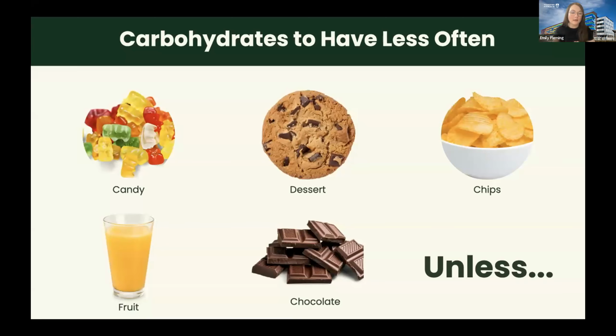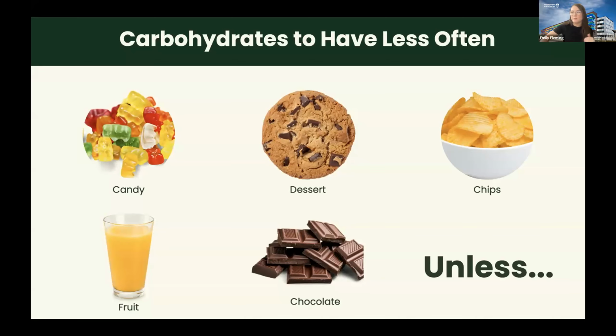So fruit is still okay. Fruit juice we want to limit. And the reason being is that they don't have any fiber. So that fiber is what keeps our blood sugars from going too high, but they also have a lot of free sugar. And that added sugar can cause big spikes in our blood sugars, especially when eaten without any other foods.